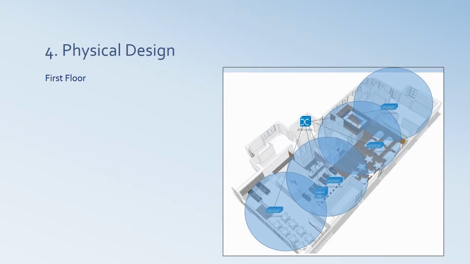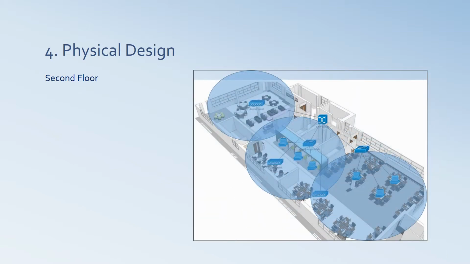Physical design of each floor. As you can see on the slide, this is the physical design for the first floor. We have 4 access points which cover the entire floor, and we also have a video streaming device to have live streaming capabilities at the reception area. On the second floor, again we have 4 access points that cover the entire network. We also have 2 workgroup switches for the technopad and the library area.